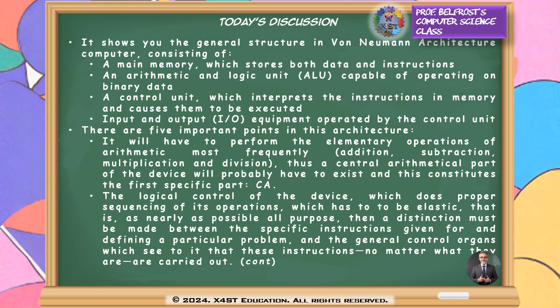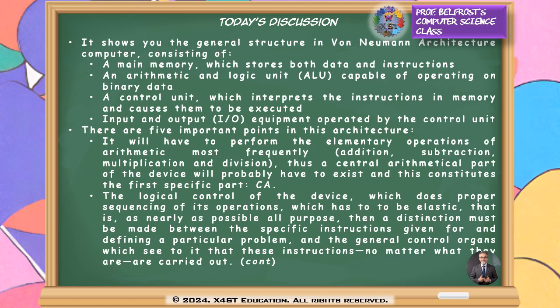Okay, so there are five important points I want you to pay attention to in this architecture. The first one is that any computer built using this architecture will have to perform the elementary operations of arithmetic most frequently, which are addition, subtraction, multiplication, and division. Thus, a central arithmetic part of the device will probably have to exist, and this constitutes the first specific part that you see in the previous picture. This is the CA. Okay.